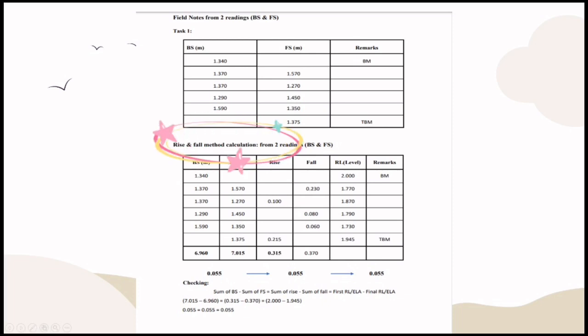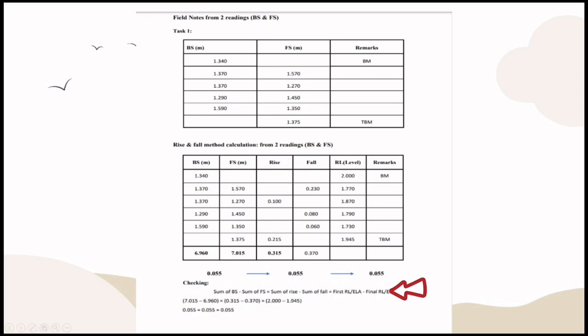After we get the field notes from 2 readings, backsight BS and foresight FS, we will use the rise and fall method calculation, which is the value of BS minus the value of FS, so that we will get the rise or fall value. For the reduced level, RL, we start with 2.0, which is the benchmark. We subtract if the number is a fall and add if the number is a rise, so that the results are 1.77, 1.87, 1.79, 1.73 and 1.945.